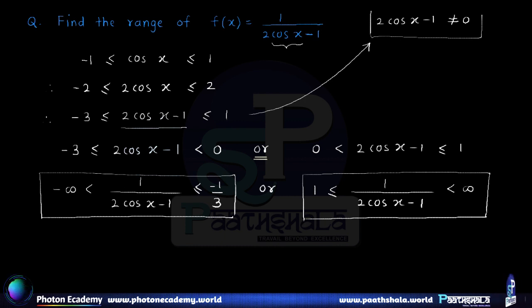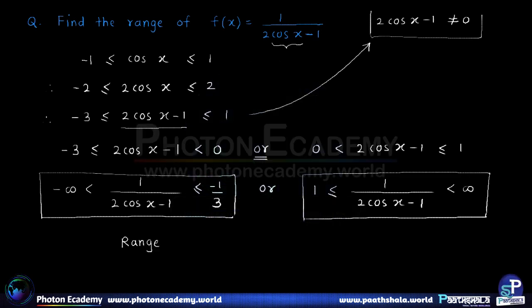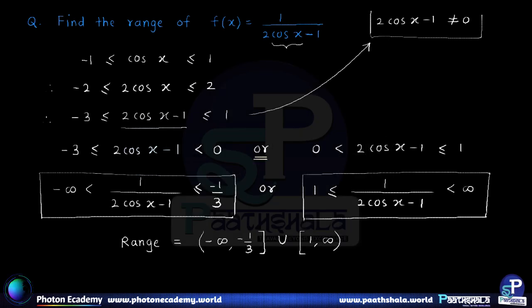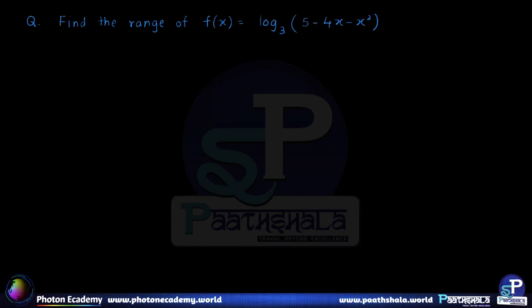So if you want to club these and write them as a union of two sets, the range is nothing but: the first set is minus infinity to -1/3 including -1/3, or the second set is 1 to infinity including 1, right? So that's the range of the function. Let's go ahead and solve one more question.